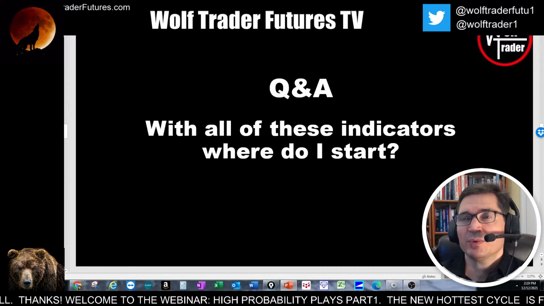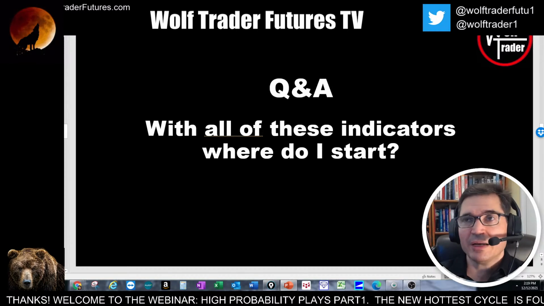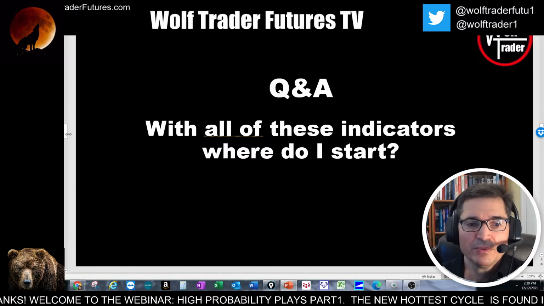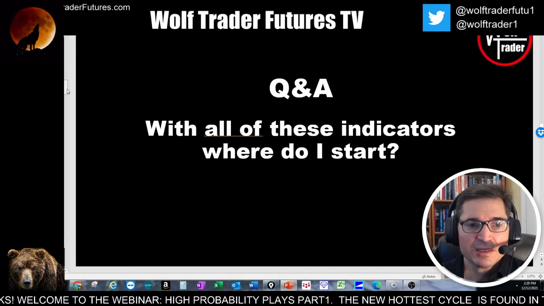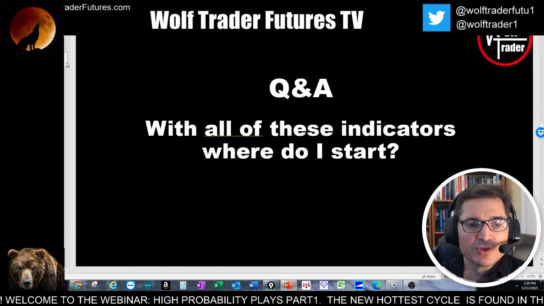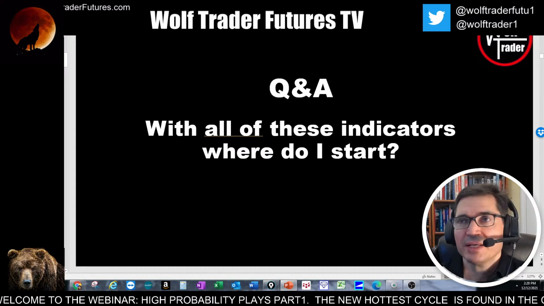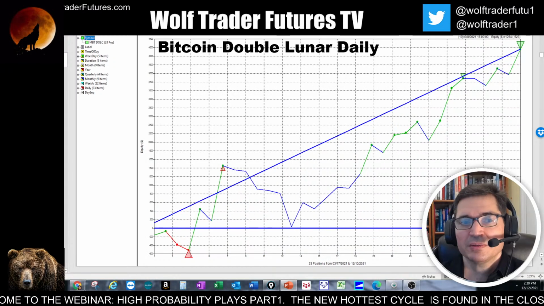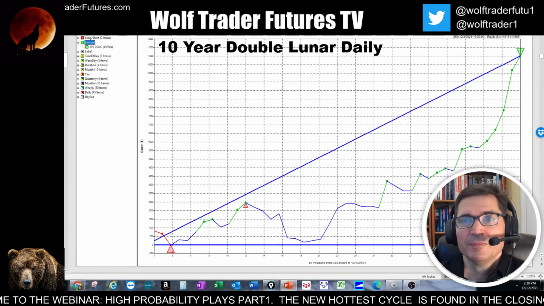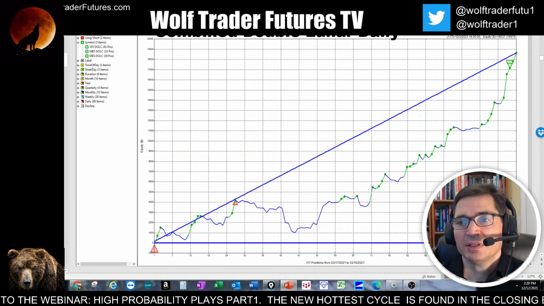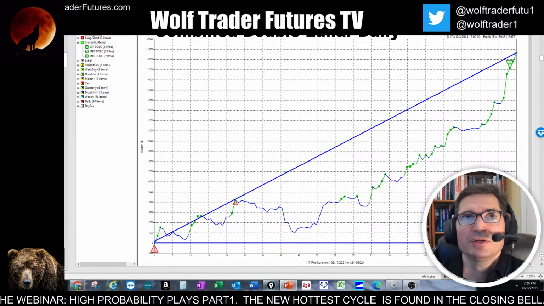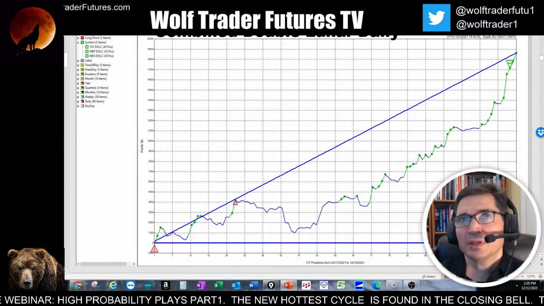So here's a question: with all these indicators, where do I start? I would recommend that you start with the double lunar cycle because it's very simple. Going back to the double lunar cycle, this is a price history. This is the S&P 500. This is what it's done. This is the Bitcoin double lunar cycle here. This is the 10-year double lunar cycle. And this is the 10-year Bitcoin and the S&P put together. These are very simple.